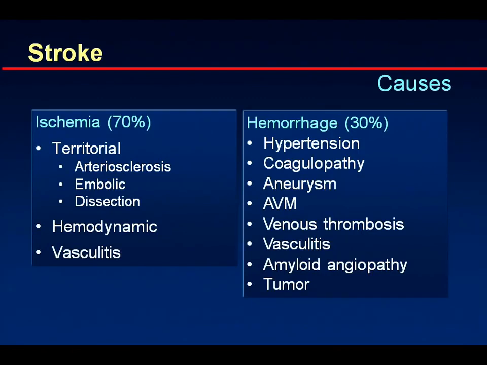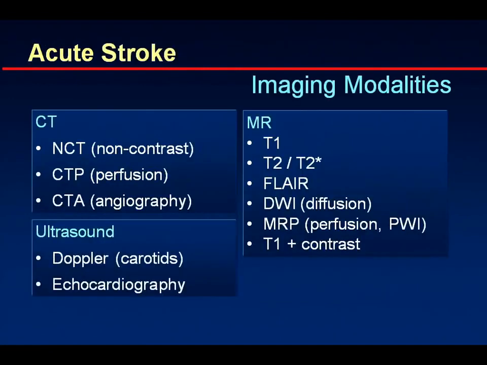If you look at hemorrhage, then hypertension is the main reason for that. The vast majority of strokes due to hemorrhage are caused by hypertension. But there are a vast number of other causes, and you see that aneurysms, arteriovenous malformations, venous thrombosis, vasculitis, amyloid angiopathy or tumors also might lead to stroke due to hemorrhage.